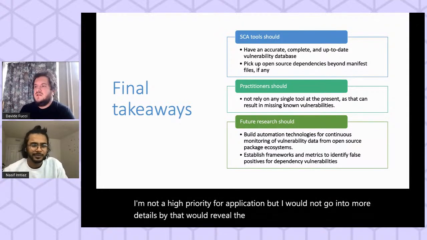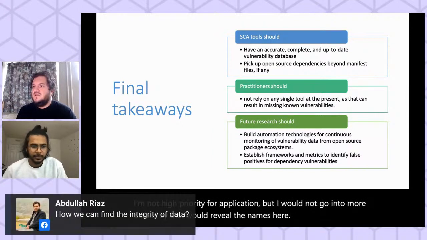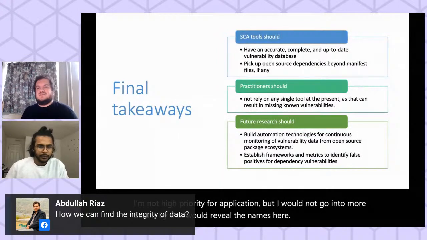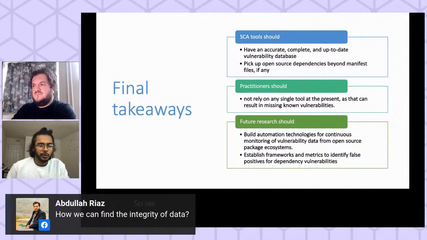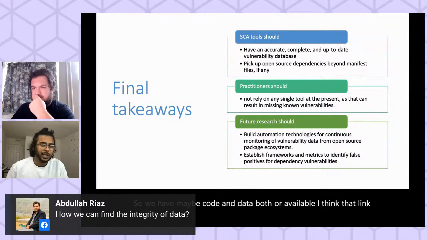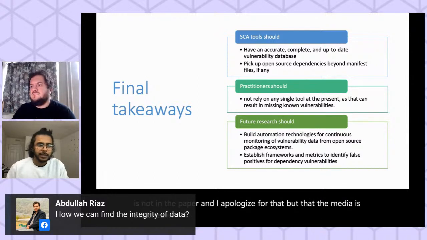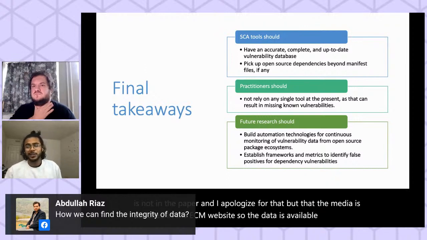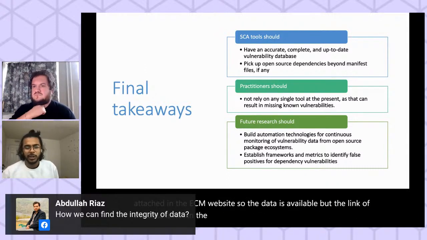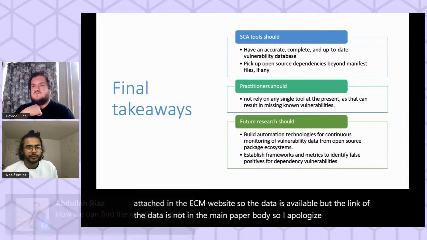Yeah, I understand. There is one question. Abdularias is asking, how can we find the integrity of data? So we have made the code and data both available. I think the link is not in the paper, and I apologize for that, but the material is attached on the ESEM website. So the data is available, but the link to the data is not in the main paper body. So I apologize for that. Okay.